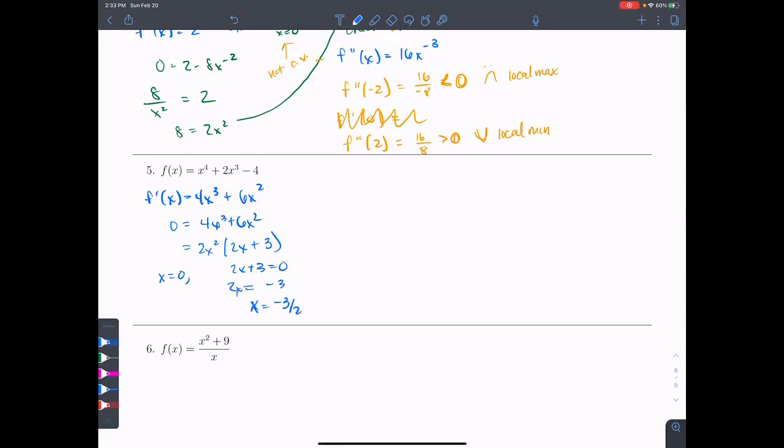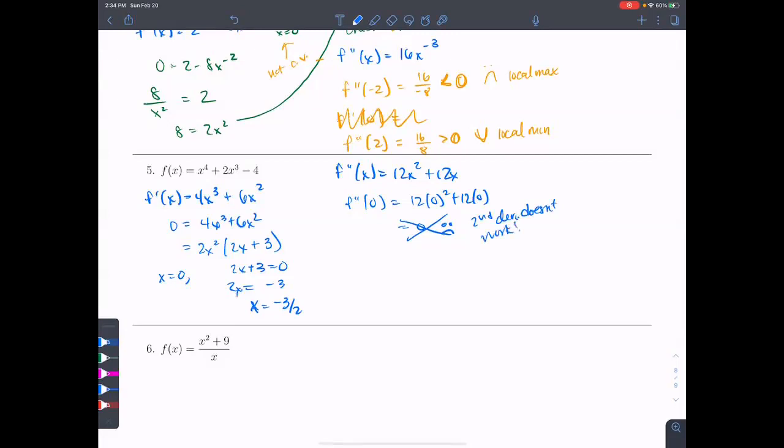So we need to find the second derivative. That's 12x squared plus 12x. And so we will want to check f double prime of 0, which is 12 times 0 squared plus 12 times 0, which is 0. And that is a problem. Second derivative test doesn't work. So we want to use the first derivative test.